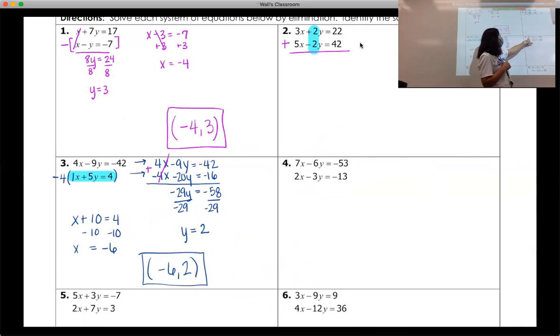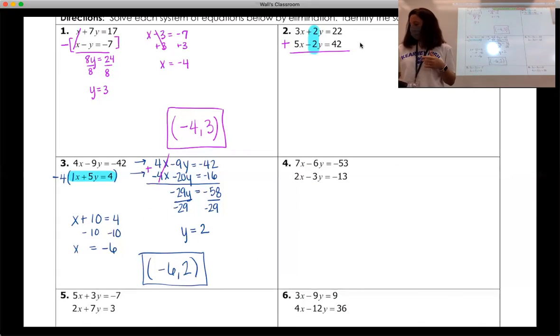Which coefficients on number 4 would be the easiest to make them the same number? 7 and 2 or 6 and 3? 6 and 3, and you're going to do that by multiplying the bottom one by 2. Okay, so if you want to write that in, you can come back and do that in a minute. Are you going to multiply by +2 or -2? It really doesn't matter. But if you want to make them opposites, what do you have to multiply by? -2. Okay, and then you'll be able to add them together.